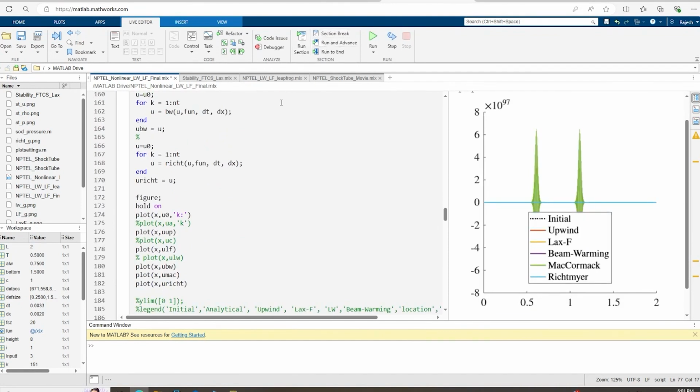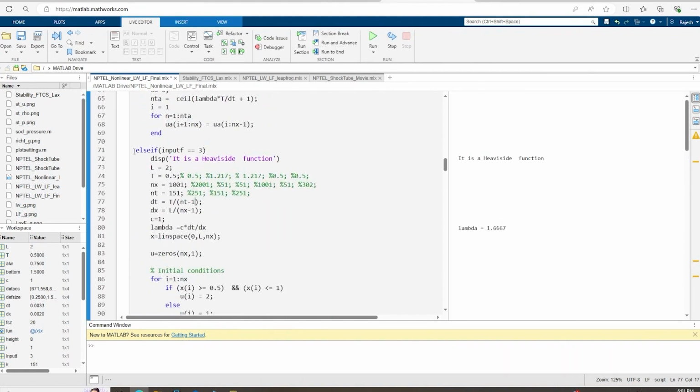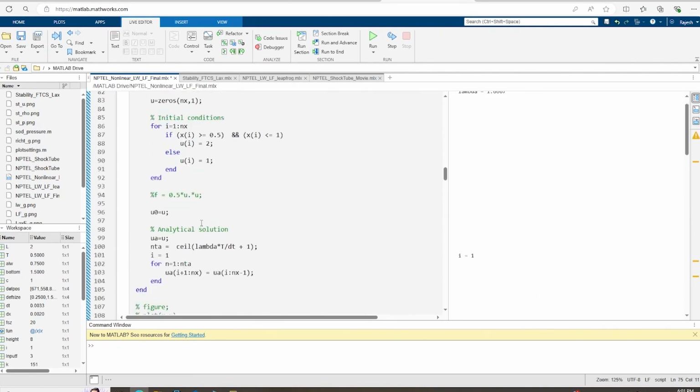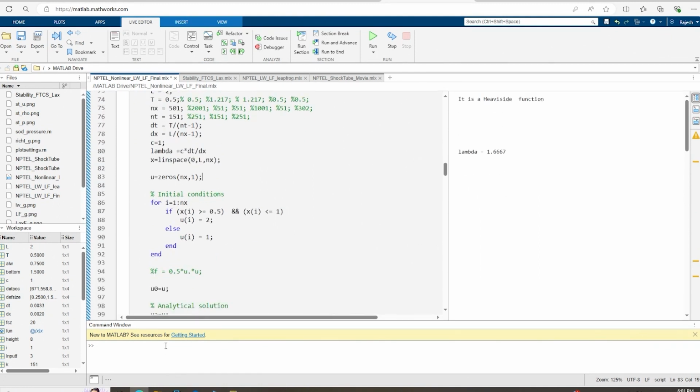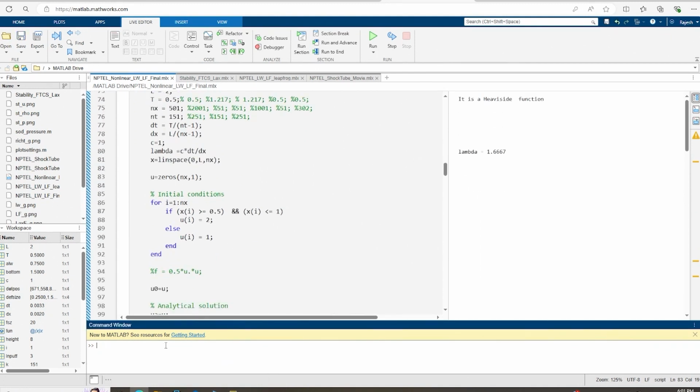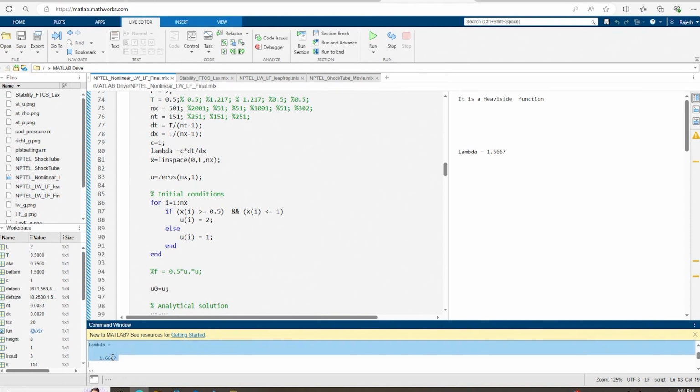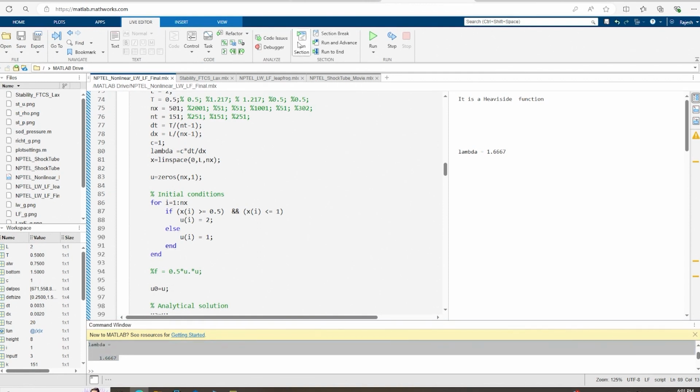Okay, it blew up. Maybe I can just change it to 501 and let me just see what is the lambda. Okay, so lambda was very high. When I decrease the grid size a lot, the delta x becomes very small, and lambda was 1.667, as you can see. That is why the schemes blew up. So, be very careful what value we are using.